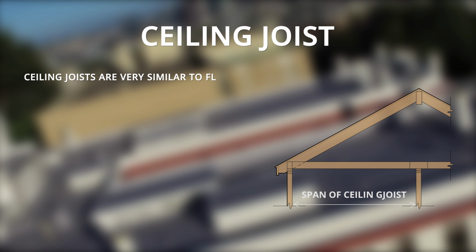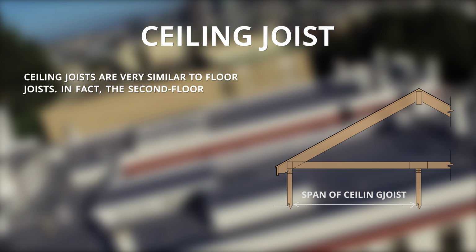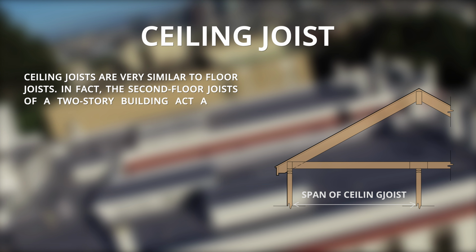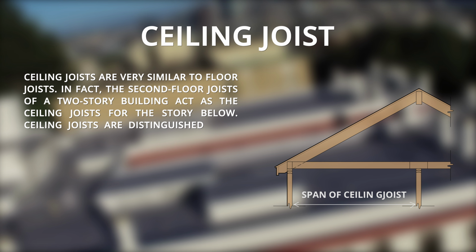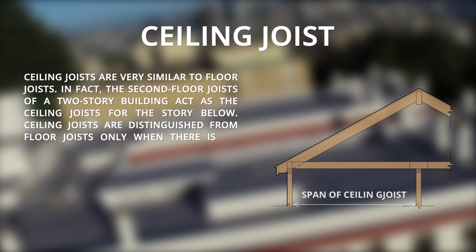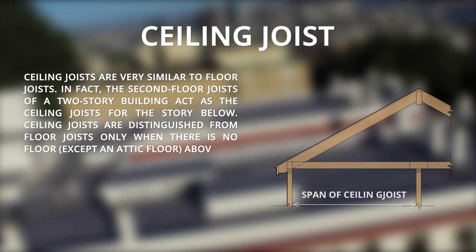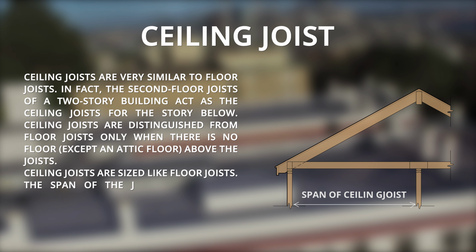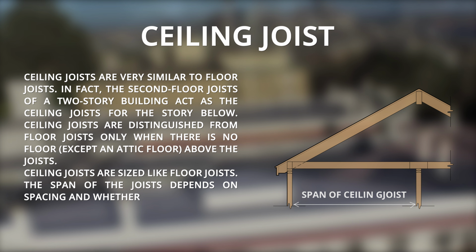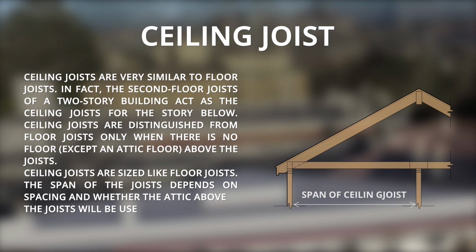Ceiling joist. Ceiling joists are very similar to floor joists. In fact, the second floor joists of a 2-story building act as the ceiling joists for the story below. Ceiling joists are distinguished from floor joists only when there is no floor, except an attic floor, above the joists. Ceiling joists are sized like floor joists. The span of the joist depends on spacing and whether the attic above the joist will be used for storage.